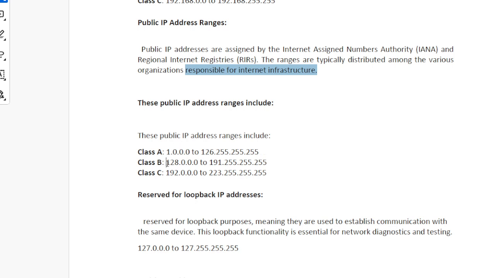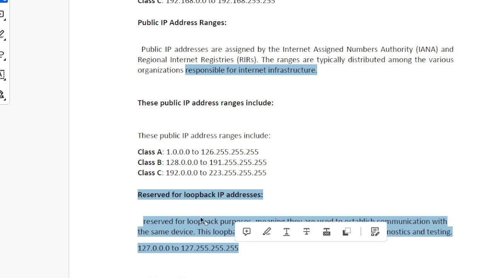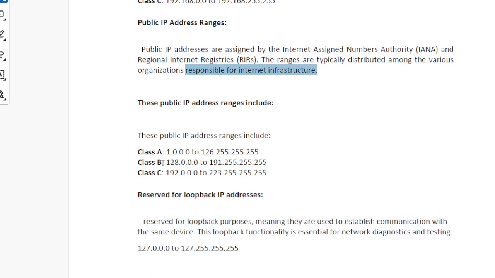Class B starts from 128. Why is it starting from 128, you might ask? Because 127 is already reserved for loopback IP addresses. I will discuss it in this paragraph. Class B is starting from 128.0.0.0 to 191.255.255.255.